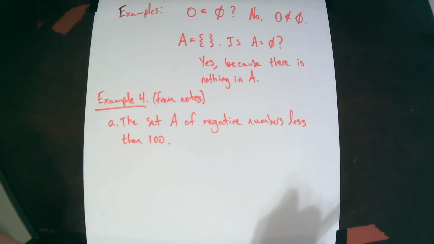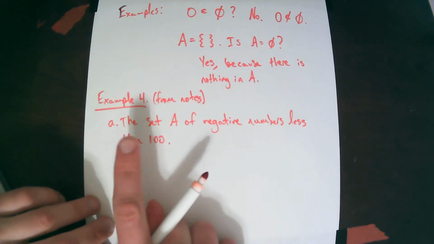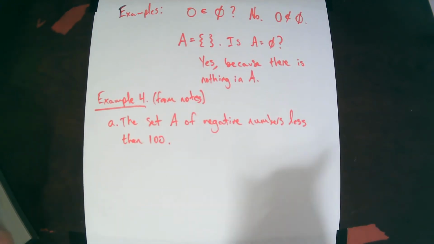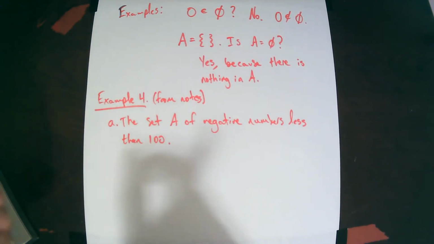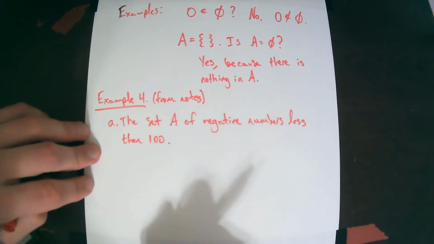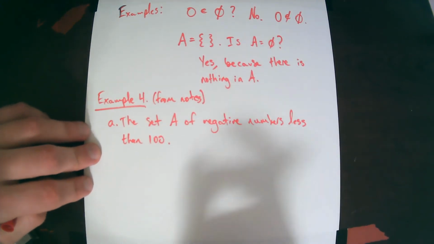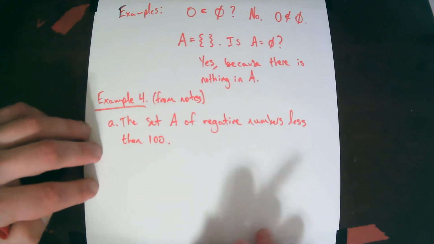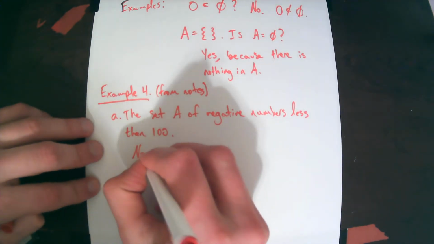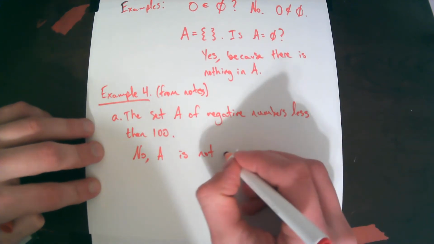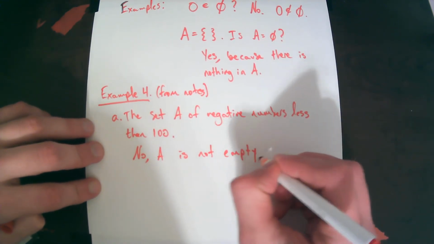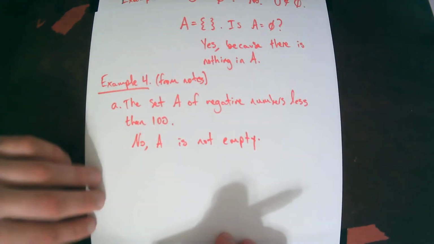It's not empty. Because aren't there negative numbers less than 100? Yeah, -1, -2, -3, -4 and a half, -1,000,000, right? There are plenty of negative numbers. All of them are less than 100, right? Because 100 is positive, so of course all of the negative numbers are less than 100. So A is not empty. In fact, A is infinite, but we don't need to get into all that. All we need to say is A is not empty.